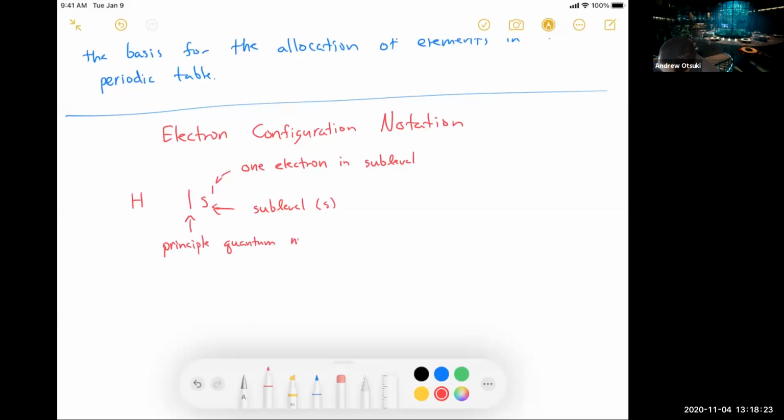Number N. So from this information, we can tell what energy level it's in, the sublevel, which orbital it's in, and how many electrons are in that orbital.